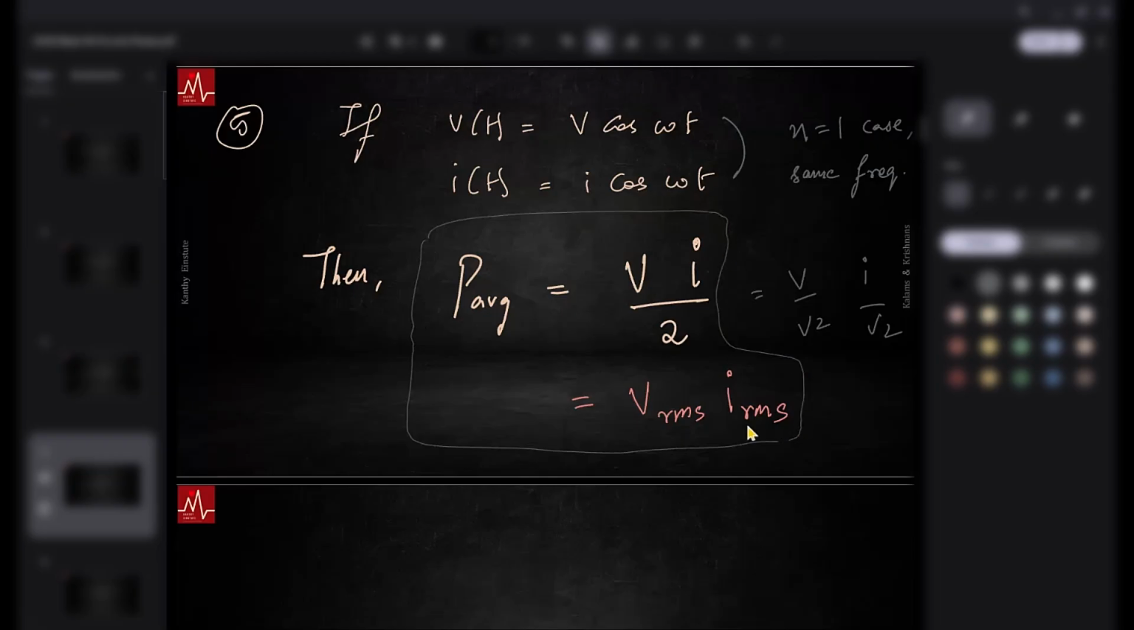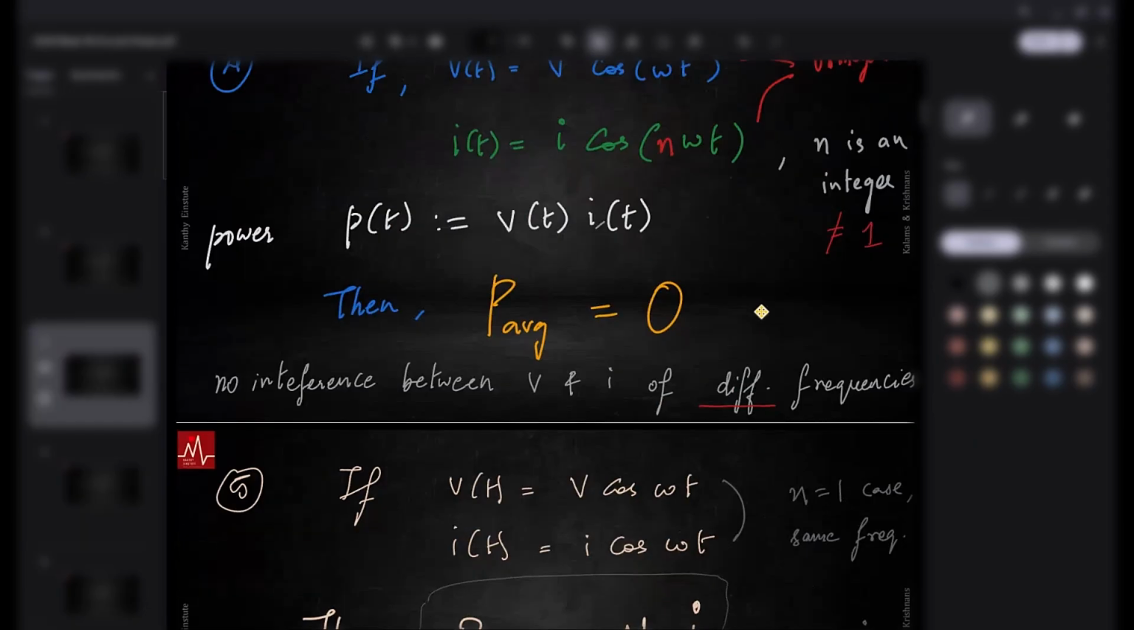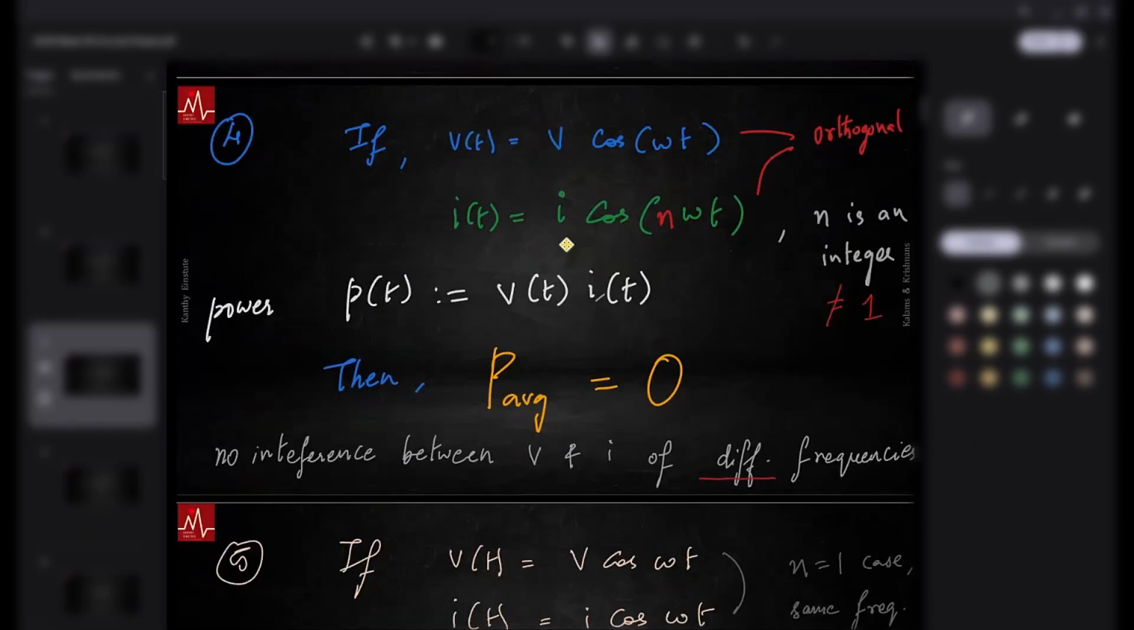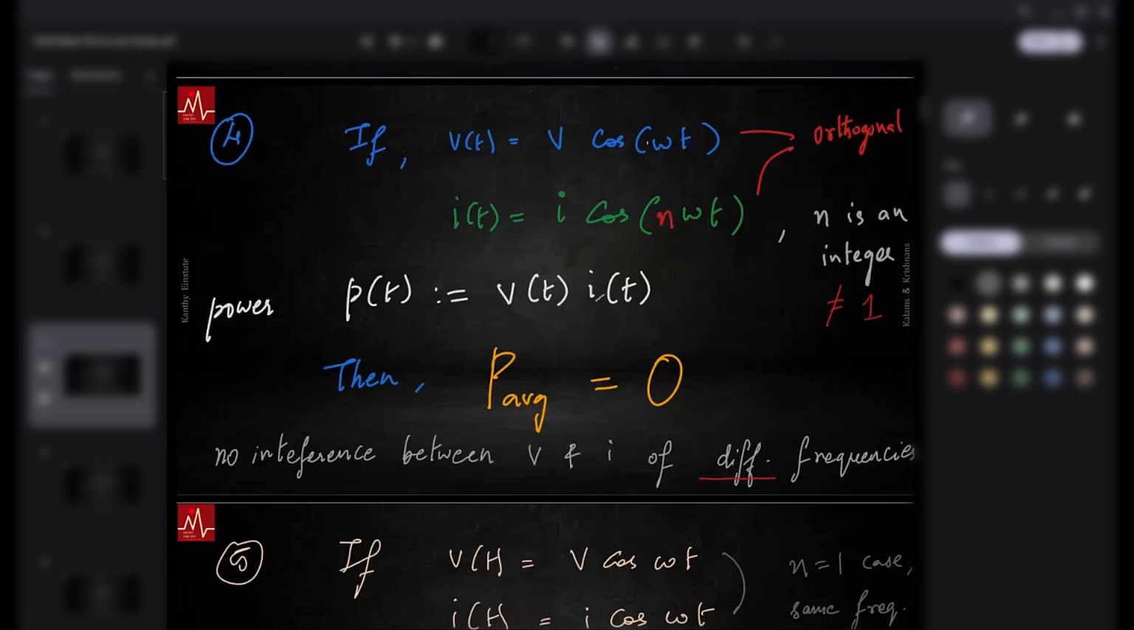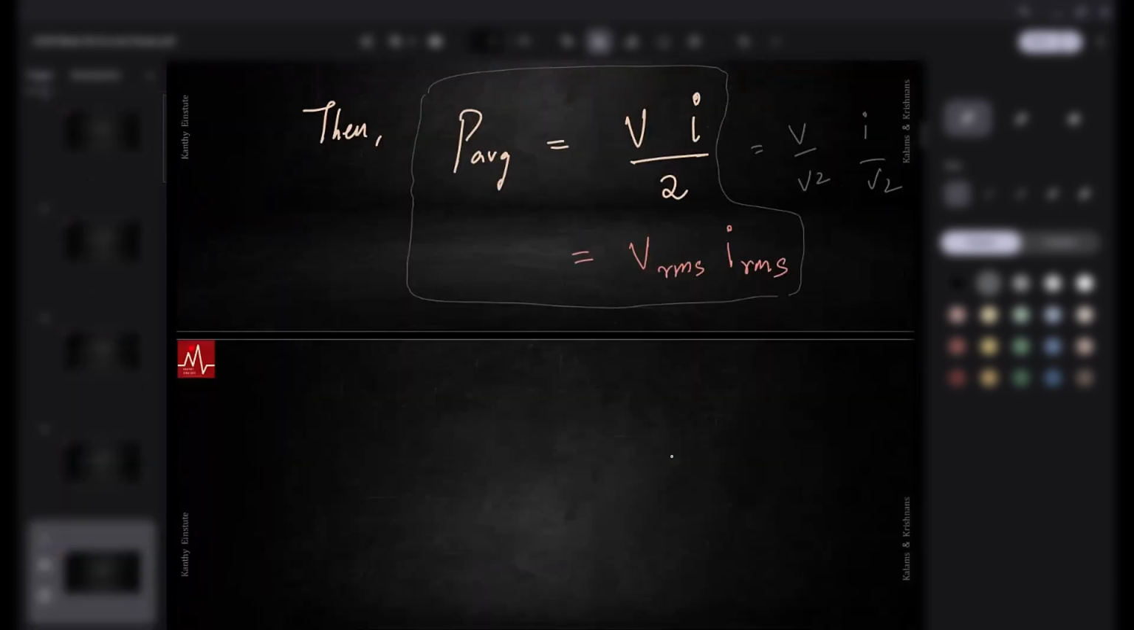V and I are peak values, then I RMS is essentially V by root 2 is RMS. Same frequency, this is the power. Notice, even I think GATE 2025, they asked a question from this. They gave two different frequencies, so there is not going to be any power. There will be only one term. Just multiply the coefficients. Typically, peak values are given. The signals are given, the peak values show there are peaks. So just divide by 2, you should get the power.